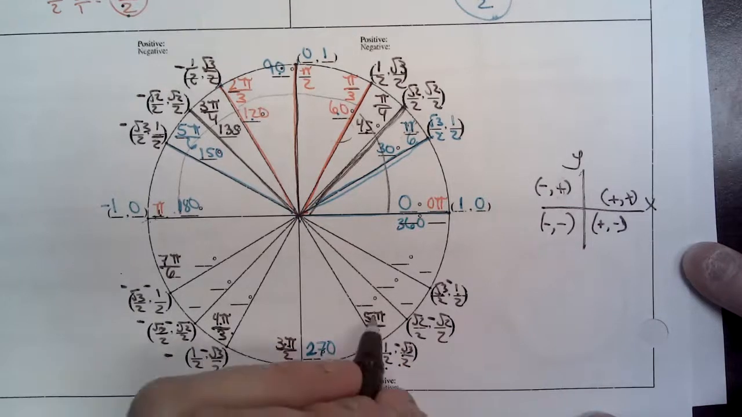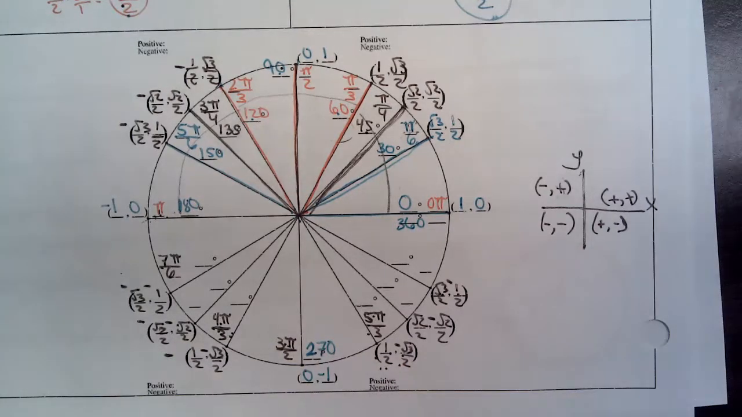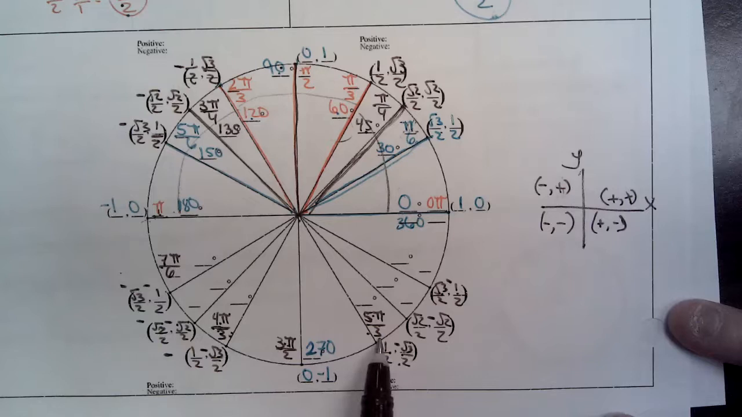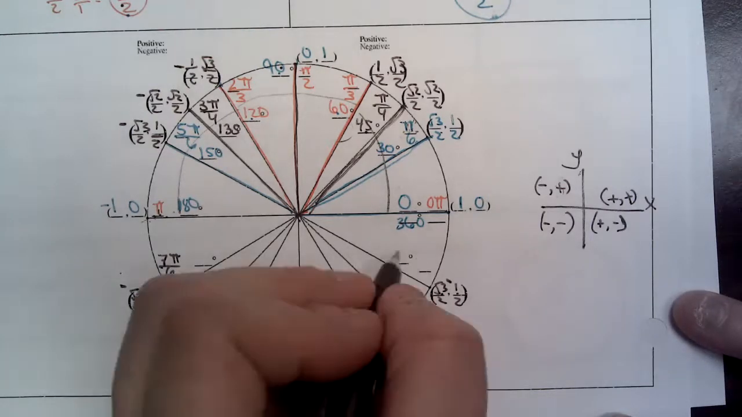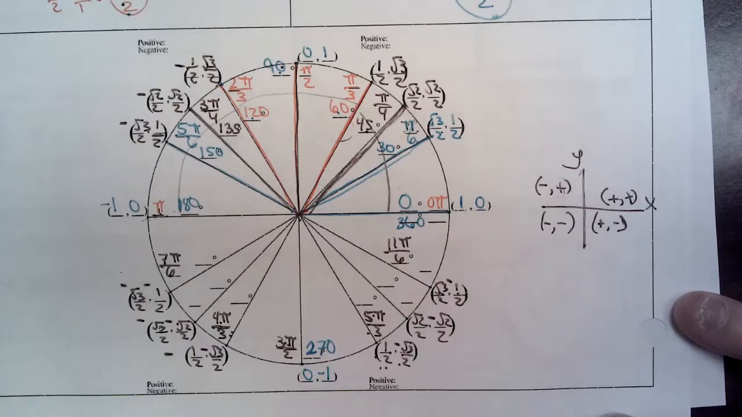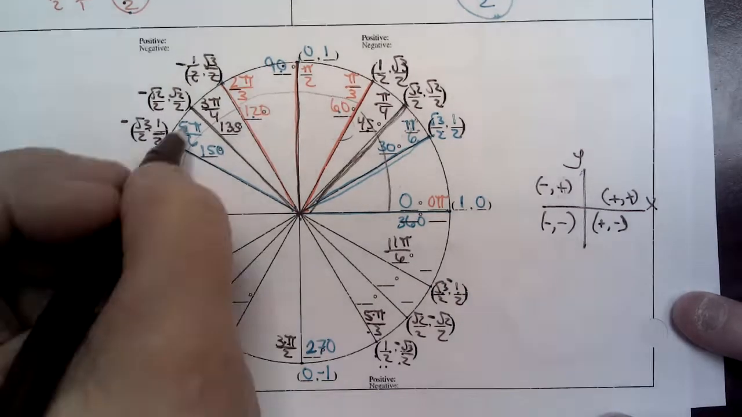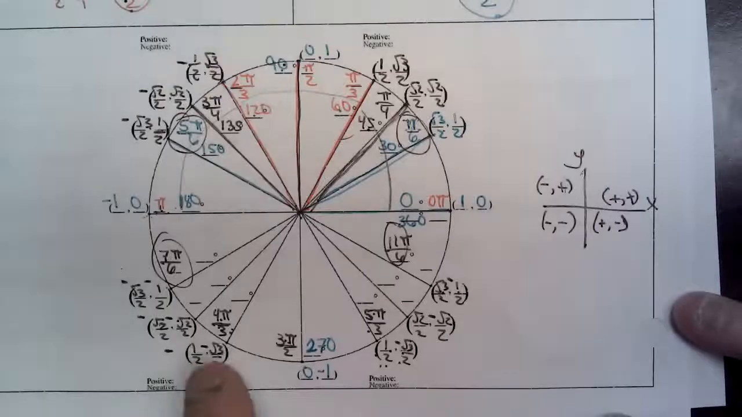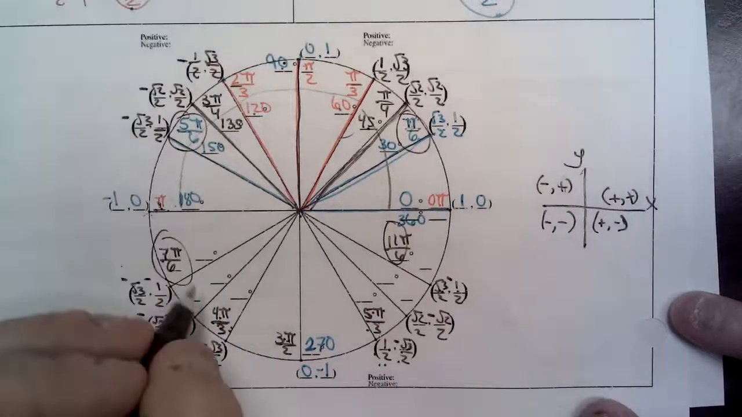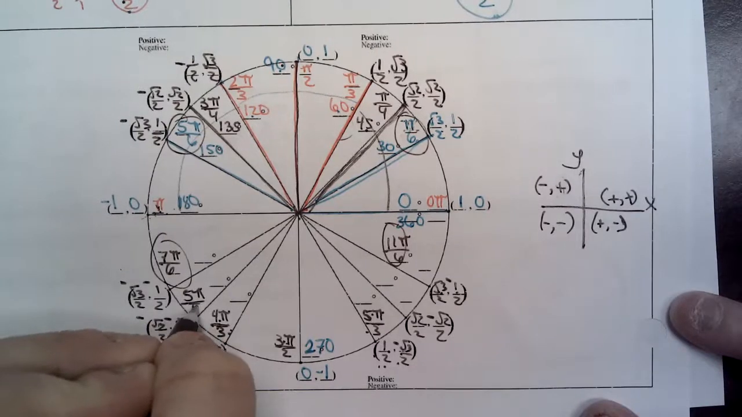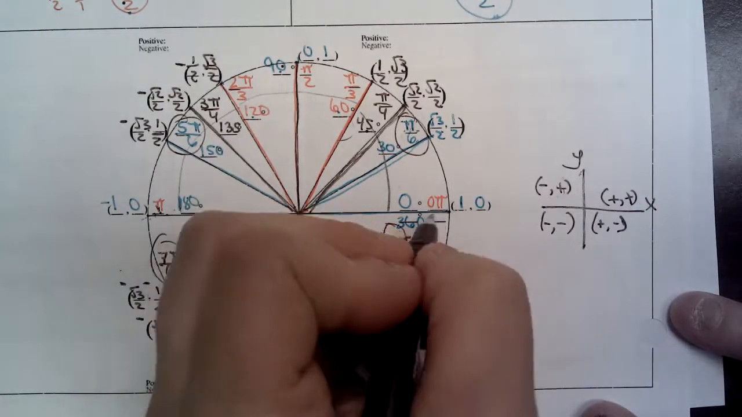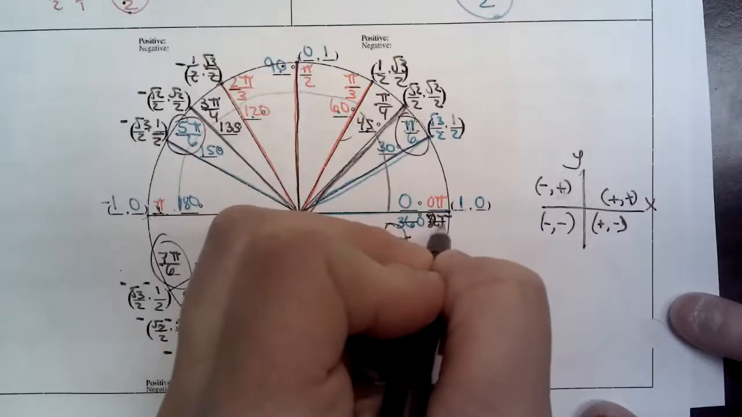Here these are pi over 3's. Whatever method helps you do this the fastest is the way you want to do it. Then here we have 11 pi over 6. You'll notice that our pi over 6's are always the closest to our x-axis, and the pi over 3's are the furthest away. Then we have our pi over 4's: 4 pi over 4, 5 pi over 4, 6 pi over 4, 7 pi over 4, and then 8 pi over 4, which is 2 pi.